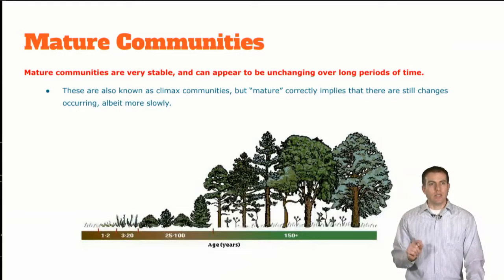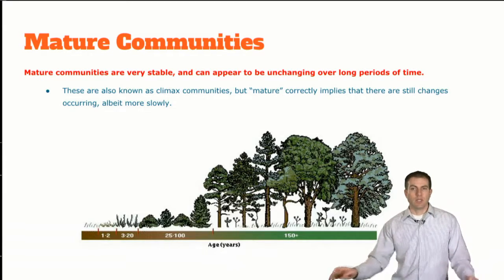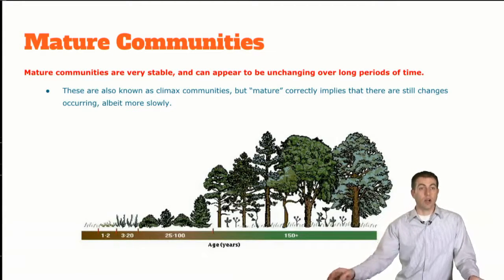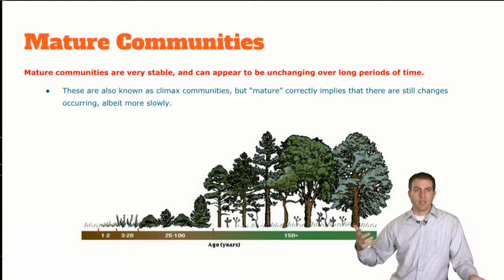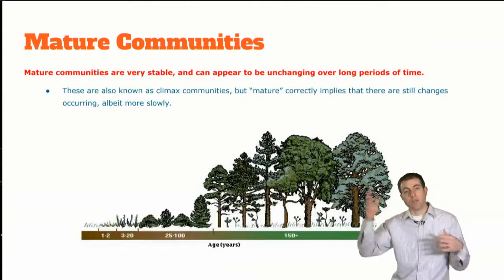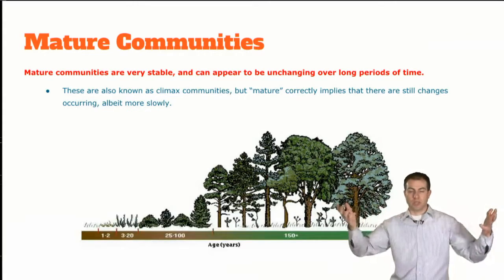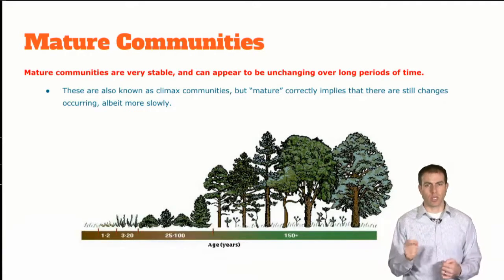The last idea is mature communities. Now, mature communities kind of implies unchanging, but that isn't necessarily true. Mature communities are constantly changing. Trees get old, they die, they fall down, but it happens slowly. Trees take hundreds of years to grow, then they die and fall down and then decompose and more trees are there. So a mature community still changes, but not quickly.